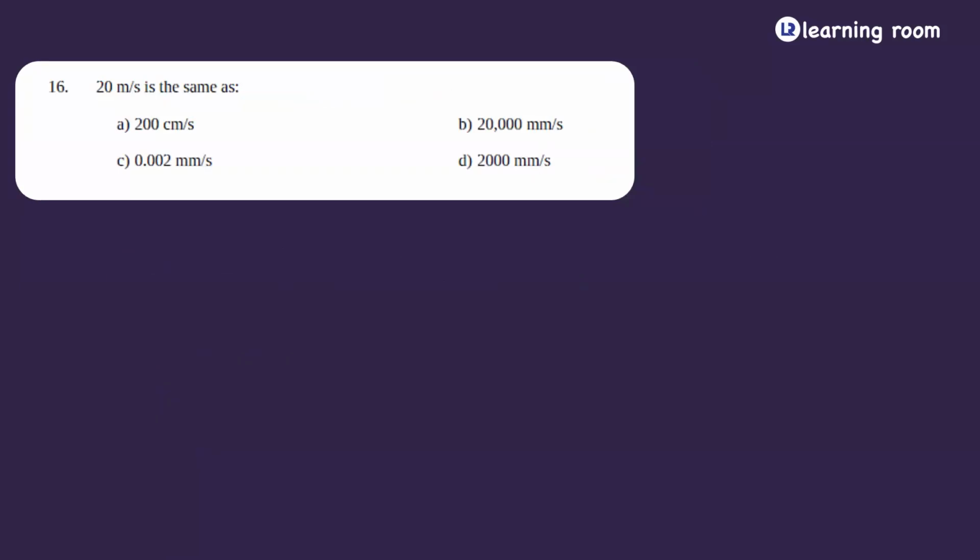20 meter per second is the same as, 1 meter is equal to how many centimeters? 100. 20 meter per second is the same as 2000 centimeter per second. That's it, right? 1 meter is equal to how many millimeters? 1000. 1000 millimeters. Option D. Ma'am, 1 meter is 100 centimeter, ma'am.